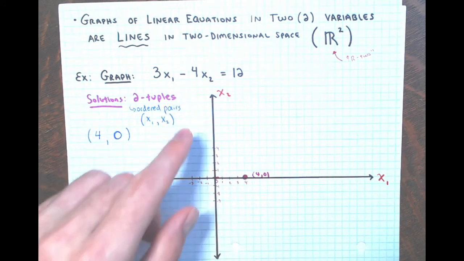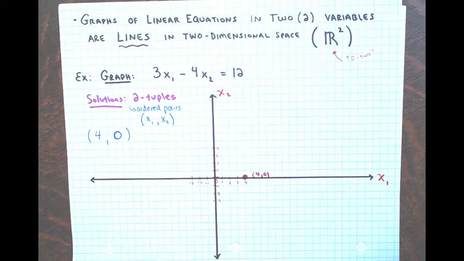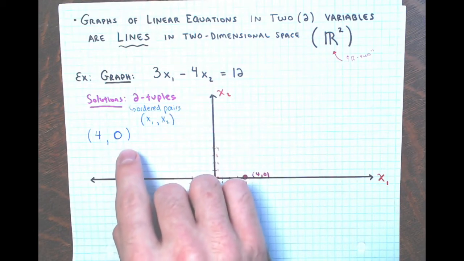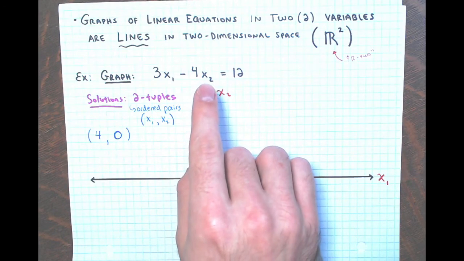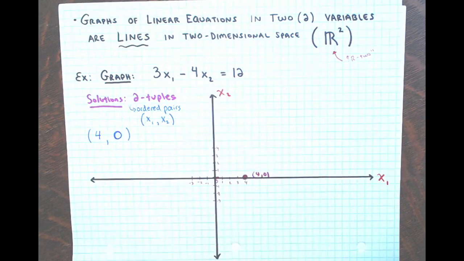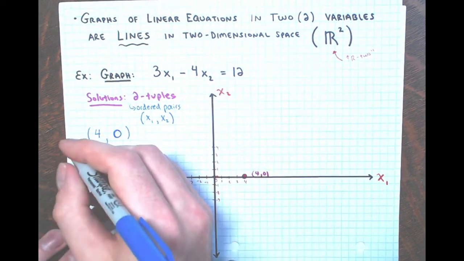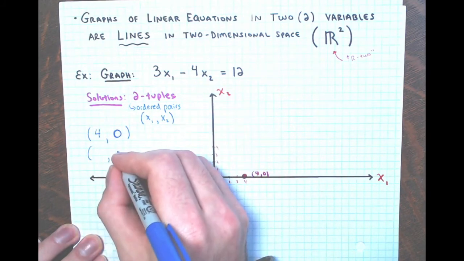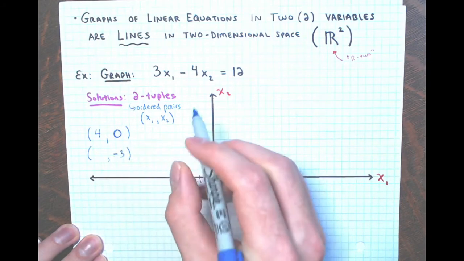But that's not the only solution. As I said earlier, when there are more variables than equations, you're going to have infinitely many solutions, because I didn't have to choose 0 for x2. I could have chosen anything I wanted for x2. So another solution: say I chose 3. Or how about -3? That would make it easier. How about -3 for x2?